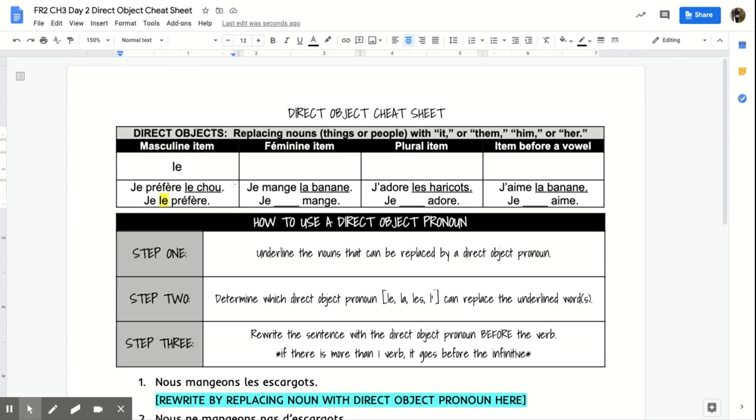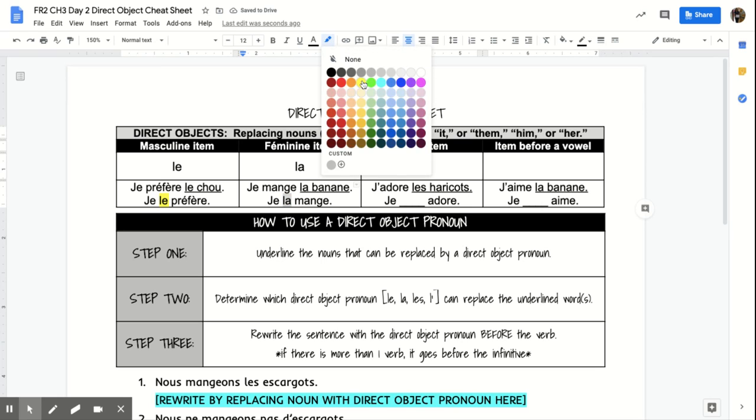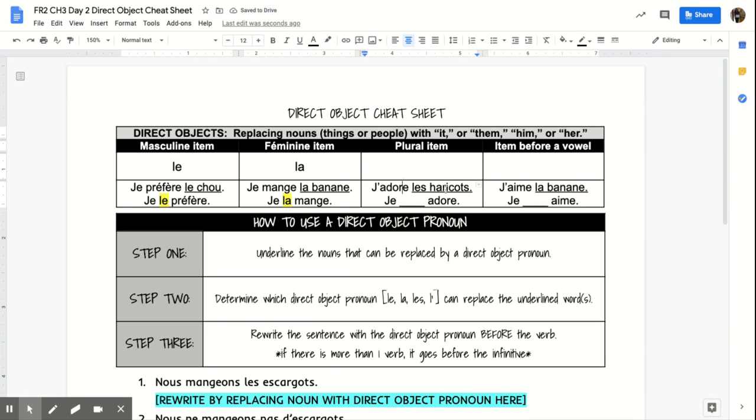I prefer it. Je mange la banane. La banane is the noun that we can replace. It is a feminine item, so we replace all of la banane with la, and then we put it before the verb. So instead of I eat banana, it's I eat it. If it's a plural item, like j'adore les haricots, I love beans, we can replace all of les haricots with les. And now our new sentence is je les adore. I adore them. And then if you're replacing any of these le or la before a vowel, then it becomes l apostrophe, just because we don't like those vowels next to each other, right?